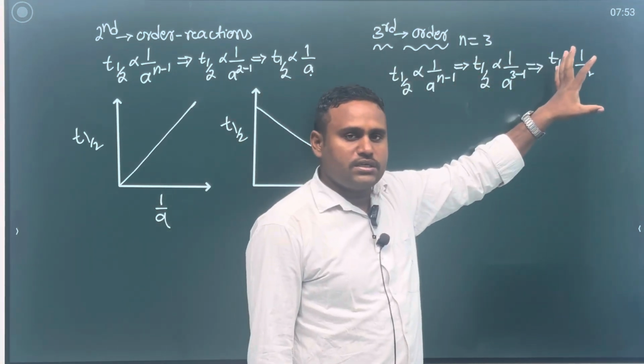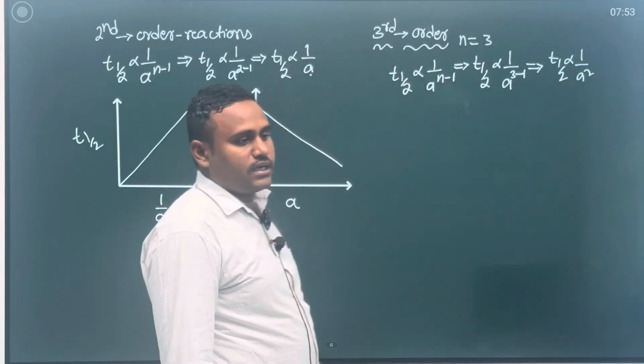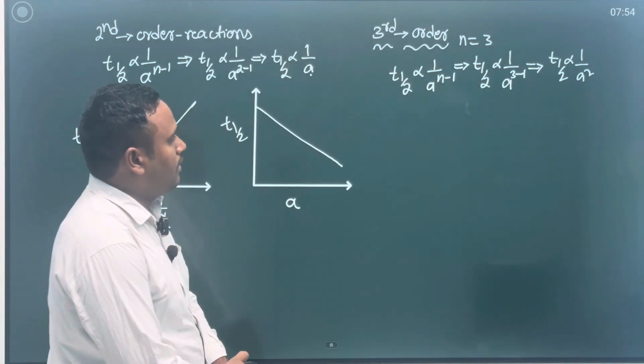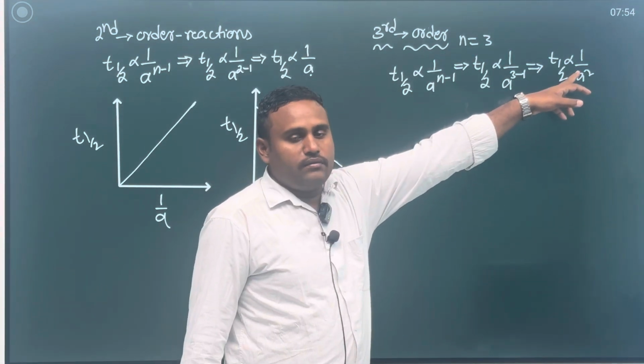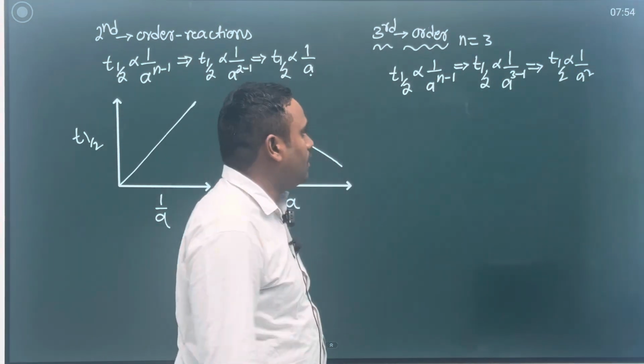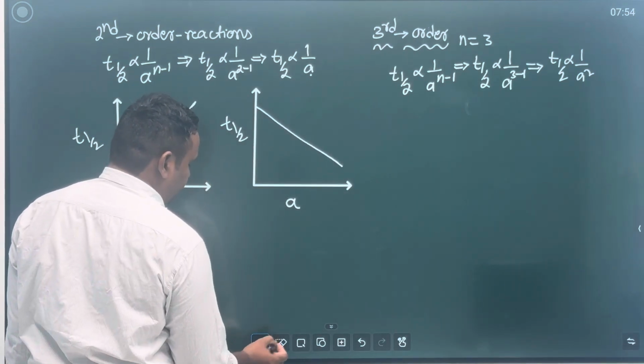See, as initial concentration increases, T half decreases. T half and initial concentration, how are they related? Inversely proportional, to the square of the initial concentration. Okay, now let us draw the graphs here.